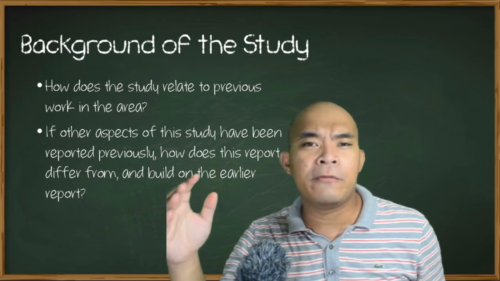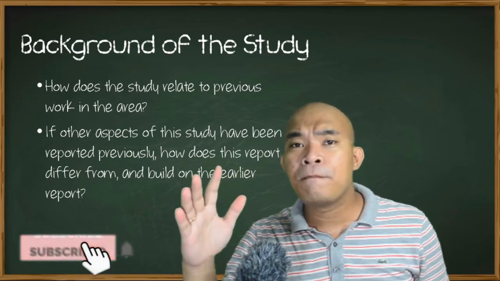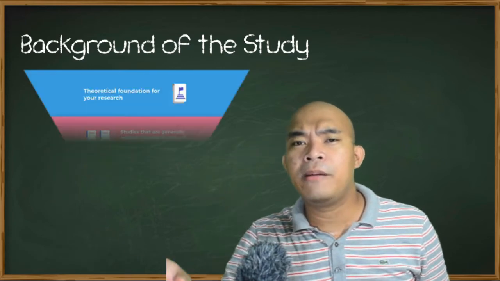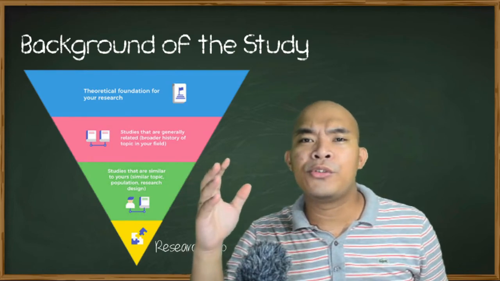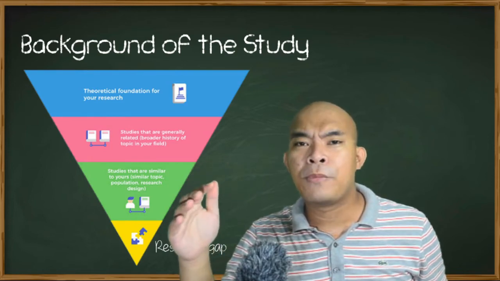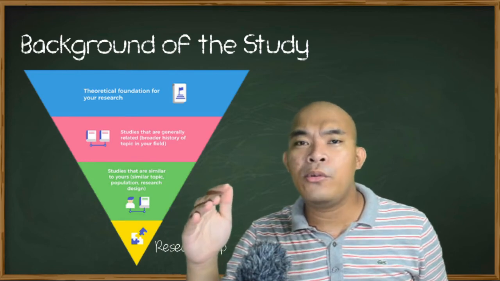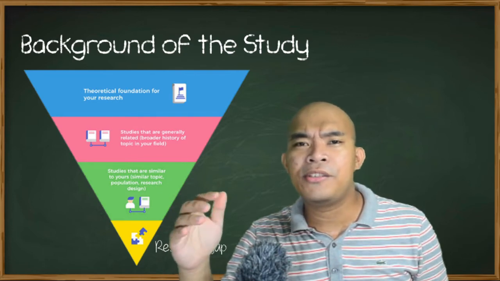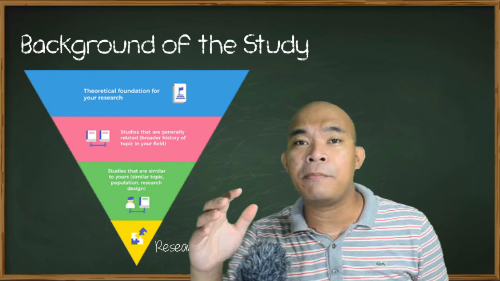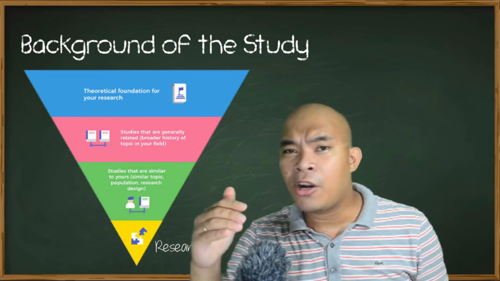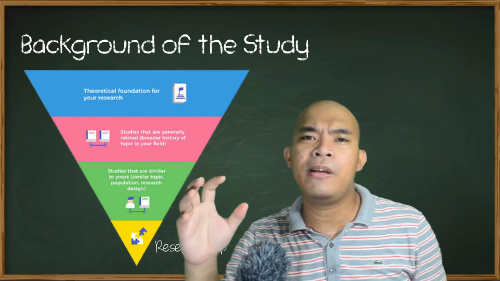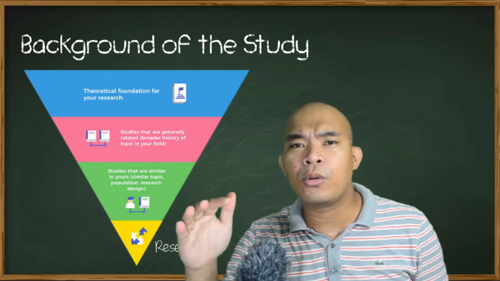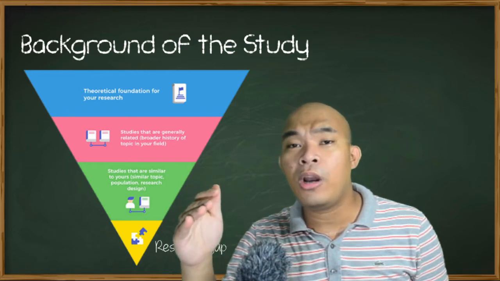The arrangement of the literature review depends on the writing style of the author. Still, there are some standards that we can follow. For instance, the inverted pyramid written in precisionconsultancycompany.com as shown here. So beginning with a review on the theoretical foundation of your study, then exploring some studies generally related or broader history of the topic in your field of interest, narrowing to the reviews that are similar to yours in terms of topic, the population, or the research design, which will lead to your research gap.